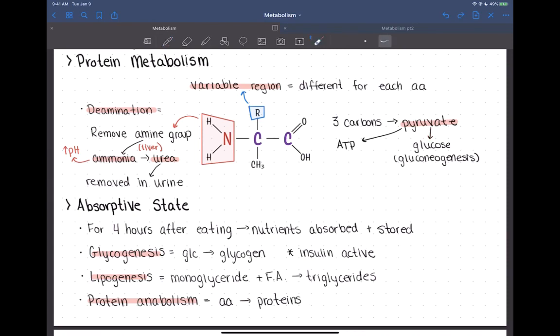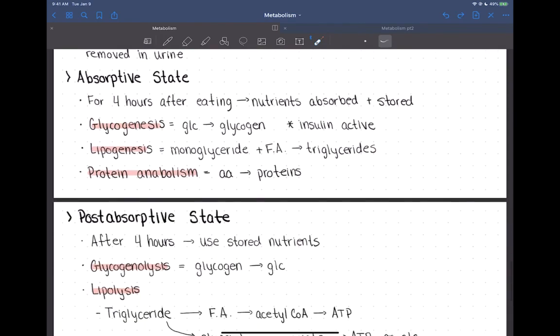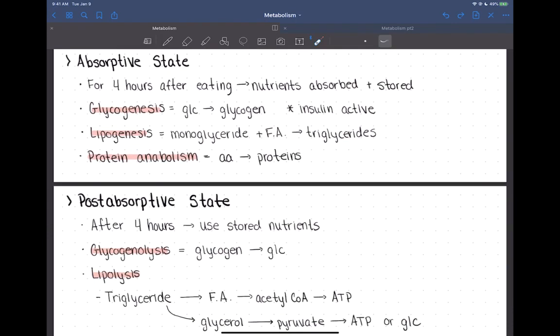Okay, good. Then our last 2 topics for this chapter are going to be the states of metabolism that occur after you eat. Okay, so our first state is the absorptive state, and that's followed by the post-absorptive state. So you should just be familiar with what happens in each of these phases.